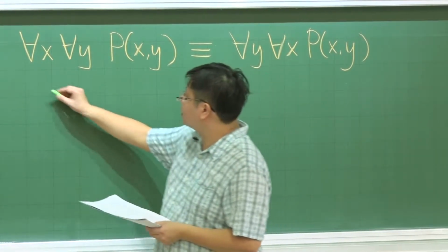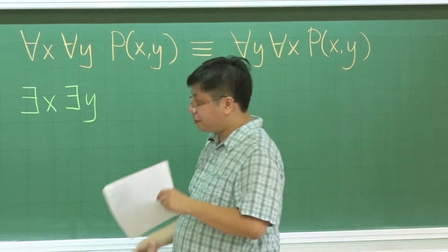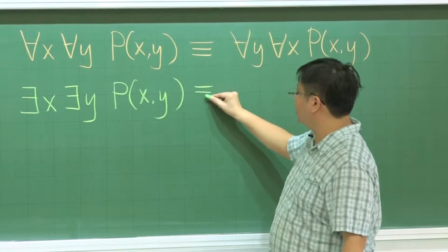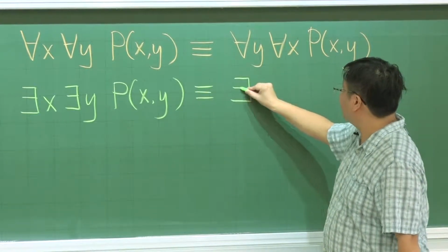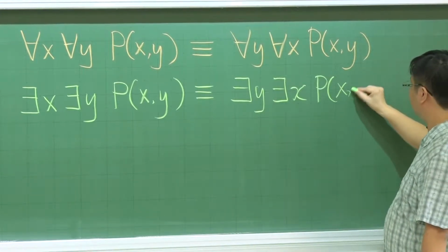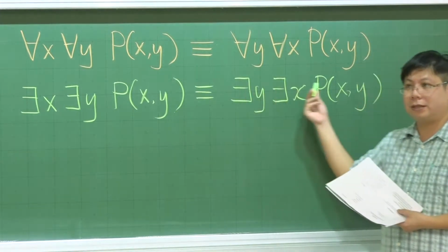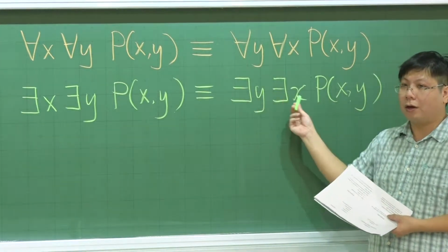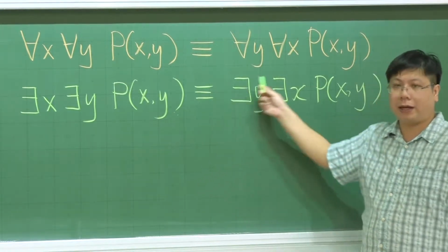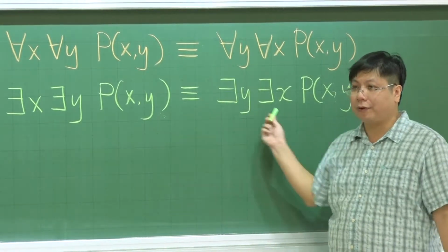Another one is if you are talking about there exists x, there exists y, P(x, y), then this is logically equivalent to there exists y, there exists x, P(x, y). Is that okay? Logical equivalence means that whenever this is true, then this is true, and whenever this is false, this is false. Although I don't know the truth value of this one or this one, I always know that the truth values of both sides will always agree. True, then true. False, then false.